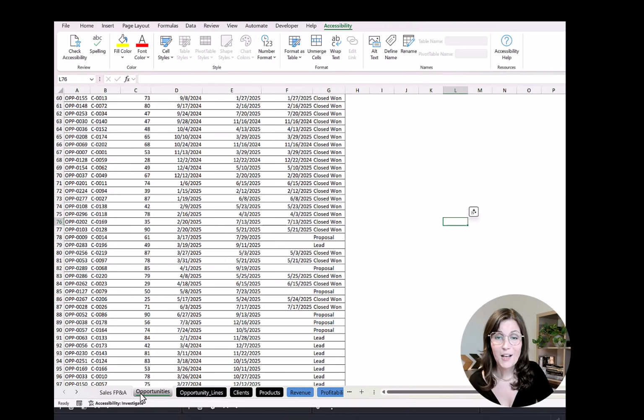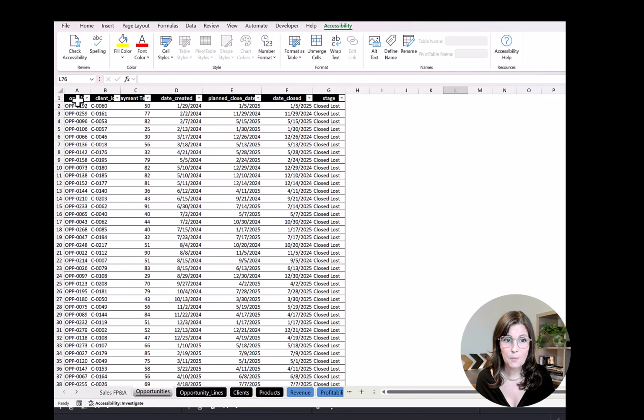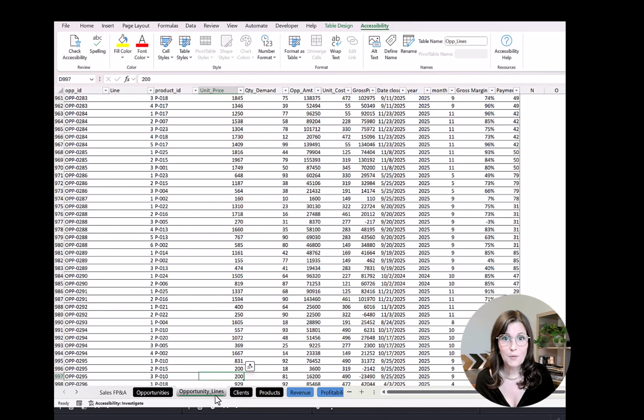Opportunities tab. On this first tab, we've got the opportunity log. Each row is a deal. You see opportunity ID, client ID, creation date, and planned close date. You see when it's actually closed and the stage that it's in. Then, in the next tab, we zoom in on the details of each opportunity.